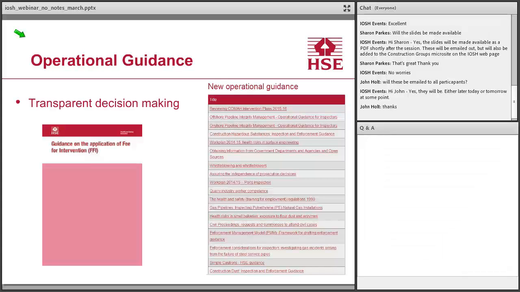Moving on to operational guidance. Everything I've shared with you is information the HSE inspectors are told. On the HSE website, you can get all the operational guidance that was designed for the inspectors, which gives them an understanding of what the enforcement expectations are. I'll explain about that in a minute. The idea is that all the decisions HSE inspectors make on site are transparent and it's open for everybody.